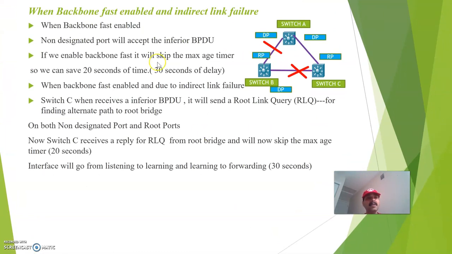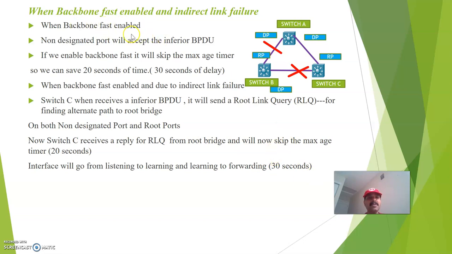And the second scenario is when backbone fast was enabled and there is an indirect link failure between switch A and B. When the link fails between switch A and B, it will send an inferior BPDU to switch C. Since I enabled backbone fast, switch C now accepts the inferior BPDU. It will send a root link query on the root port and the non-designated port. Once it receives the reply to the root link query, the non-designated port on switch C will skip the maximum age timer. Then it will move from listening to learning and learning to forwarding. So that will be only a 30 seconds time delay.